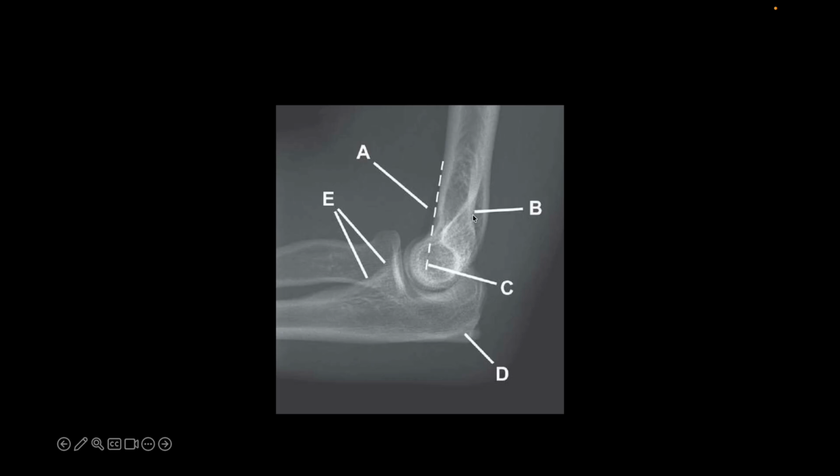B is your olecranon fossa. Remember, it's not the best example, but there's often a figure of 8 here, and the fossa at the back here, where the olecranon sits with elbow extension, is your olecranon fossa. C is therefore your coronoid fossa anteriorly there. E is your coronoid process itself, and then D is your olecranon process.